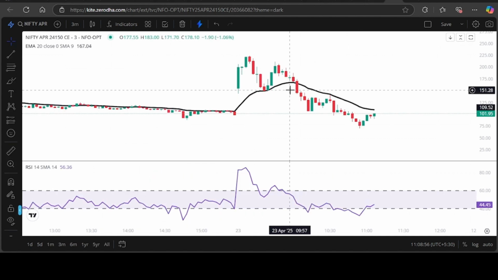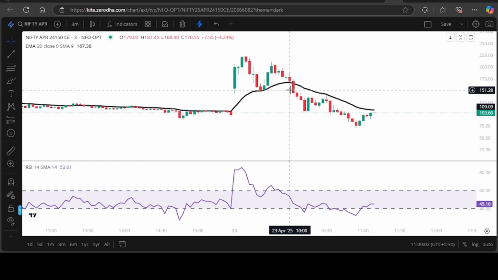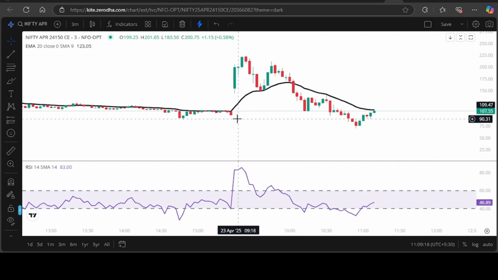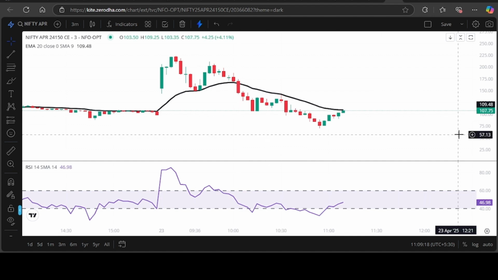Let me explain quickly what I have missed so that I can do some live trading session, live setup marking for you so that you understand how the RSI support and resistance strategy works in Nifty options. And this is the Nifty weekly options. So let's begin.